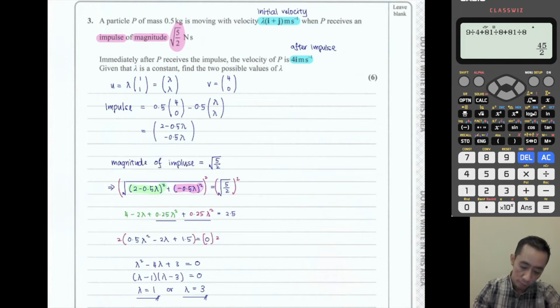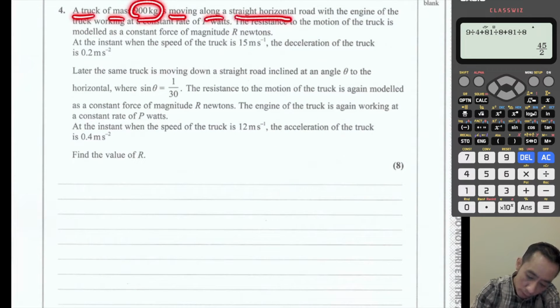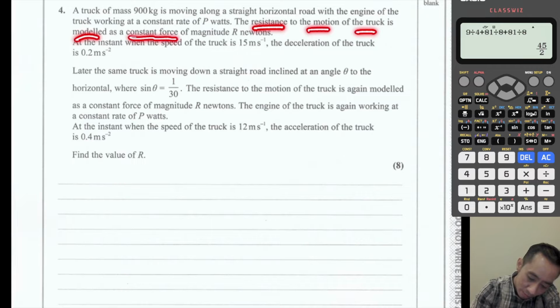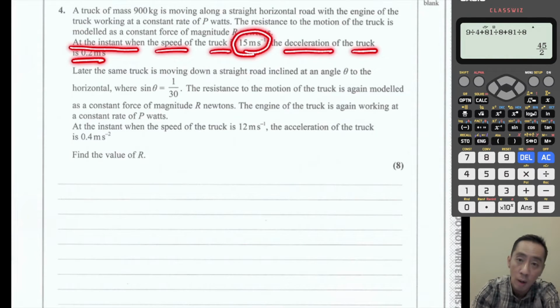Okay, now proceed to the next question. Question 4. A truck of mass 900 kg is moving along a straight horizontal road with the engine of the truck working at a constant rate of P watts. The resistance to the motion of the truck is modeled as a constant force of magnitude R newtons. At the instant when the speed of the truck is 15 m s^-1, the deceleration of the truck is 0.2 m s^-2.